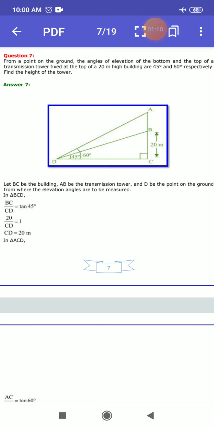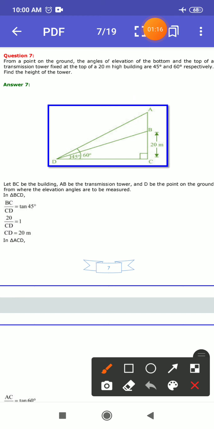So here a building is there, as you very well know. Suppose this is a building BC, and on the building a tower is there. इस बिल्डिंग पर आपके पास ये टावर है AB. तो बिल्डिंग is BC and tower is AB, and you stand at the point D, and you have to see the top of the tower and the bottom of the tower.